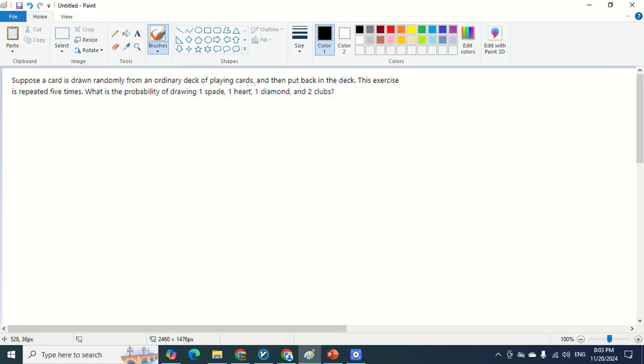And based on that one, it said that you put back in the deck the card that you drew. This part shows that the probability of getting, for example, a diamond is not changed. If it's not returned to the deck, then the probability is not constant for each draw. I just want to mention it again over here.